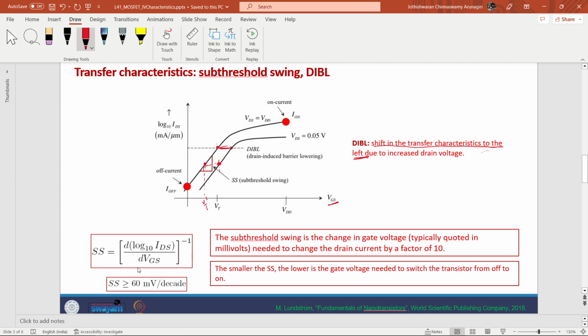Typically, it should also not be too small, because if it is too small, then external noise will randomly trigger my device from the off to the on state. So typically we will need a minimum value of around 60 millivolt per decade. That is a standard value accepted as a minimum for the subthreshold swing. We would not want the subthreshold swing to be too high, but again, we don't want it to be too low. This is the lowest value.